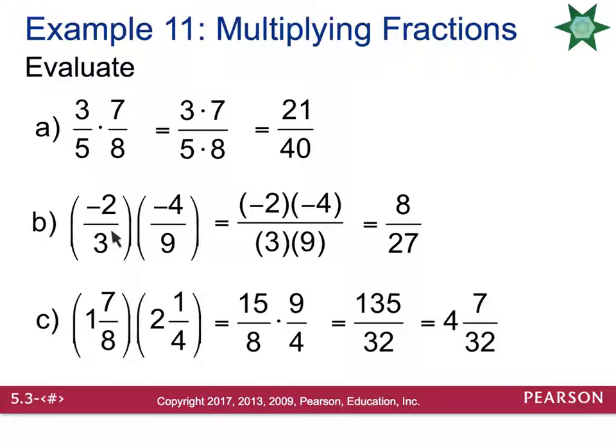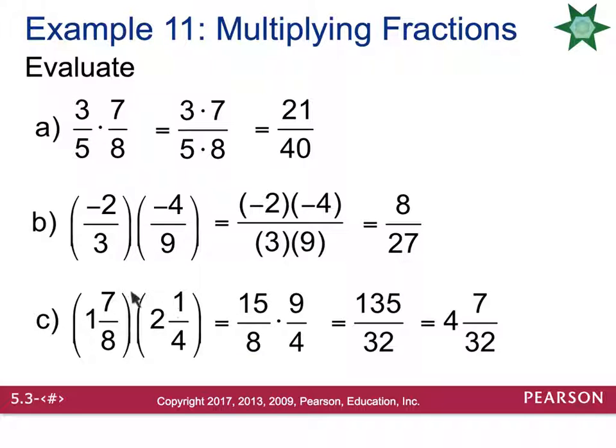Actually, it's not an issue here either. So, minus 2/3 times minus 4/9 is minus 2 times minus 4, which is a plus 8. And then over 3 times 9, which is 27. So our answer is 8 over 27.